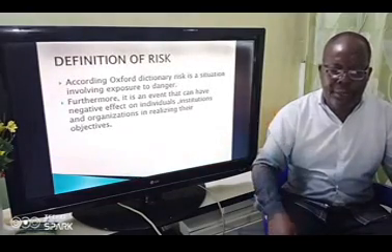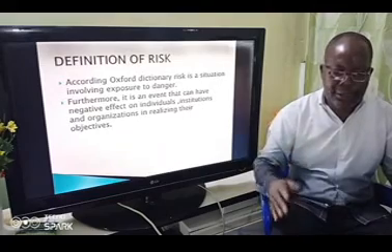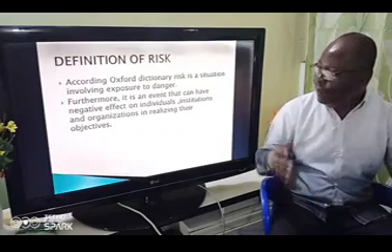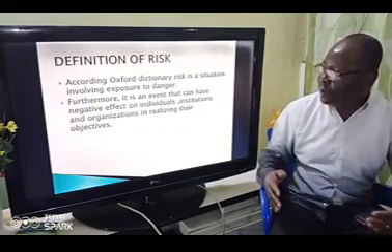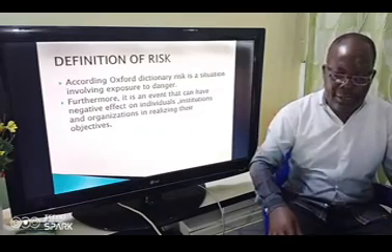Now, what is risk all about? According to Oxford Dictionary, risk is a situation involving exposure to danger. Furthermore, it is an event that can have negative effects on individuals, organizations, and institutions in realization of their goals.